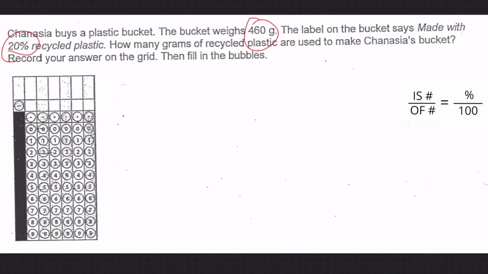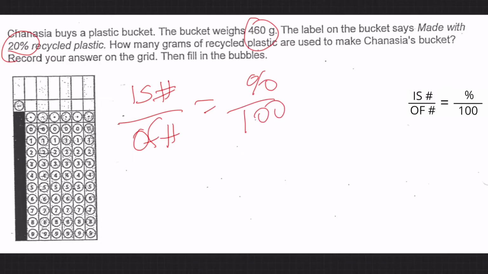All right, so here's the first opportunity for us today to use the is-of-percent formula. And here's how this works. We've got our is number, we've got our of number, which equals our percent over 100, because all percents are always over 100. That's what the word percent means, per 100. So this formula right here allows us to solve percent problems. We just have to know which number we have and which number we're missing.